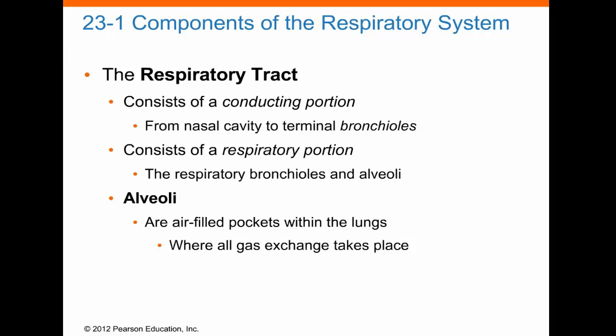It's only in the alveoli, which are the air-filled pockets at the ends of the lung areas, where all gas exchange takes place. We'll look at the alveoli more closely towards the end of this lecture.